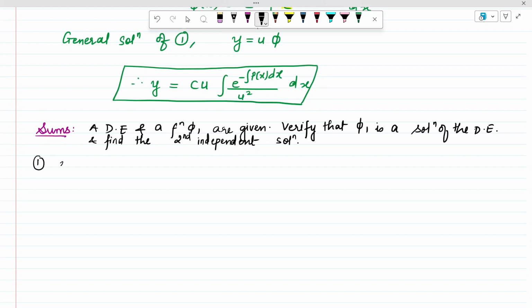So the first example: x square y double dash minus 7x y dash plus 15y is equal to 0. Phi 1 of x over here is given to us as x cube. Okay, and it is said that x is greater than 0. How will you start with this question? Come on. How will you start with this question?